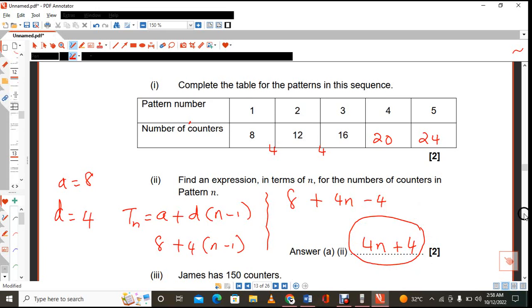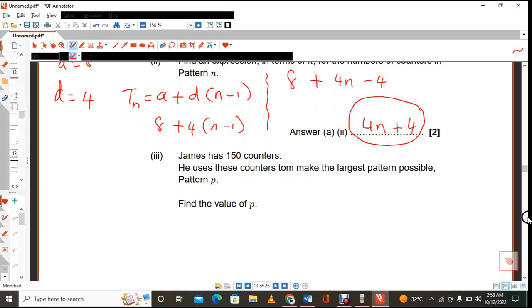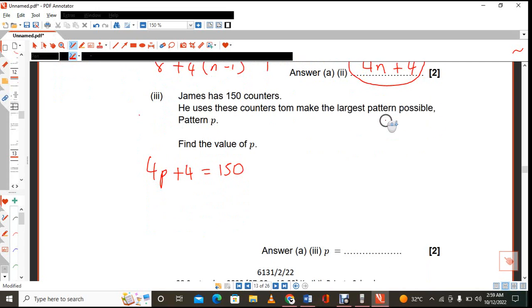James has 150 counters, so he uses these counters to make the largest possible pattern. So find the value of p. The value of p is from our formula where we have 4p plus 4, and that equals 150. Okay, so your objective here is simply to solve for p.